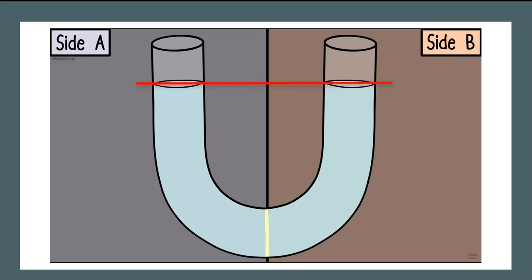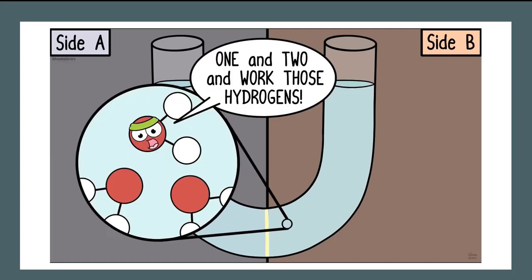The water levels on side A and side B are equal, but that doesn't mean that the water molecules aren't moving. Water molecules like to move, but the net movement across the two sides is 0. That means the overall change in direction of movement is 0.